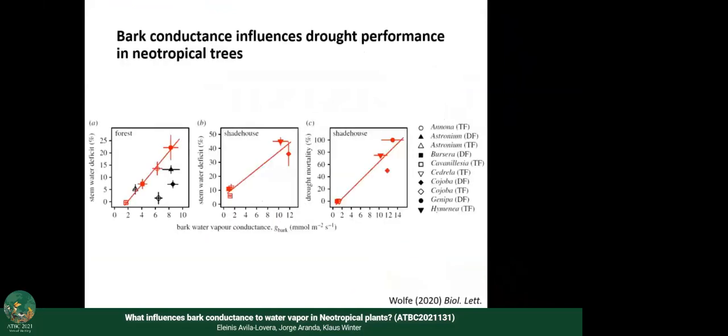So we know that bark conductance influences plant performance in tropical trees. This is a recent study that shows how across different species from different sites, bark conductance to water vapor determines stem water deficit, meaning that those species that have greater water loss through their bark are also experiencing greater water deficit. And this can be important for when plants respond to droughts, either seasonal droughts or future stronger droughts.